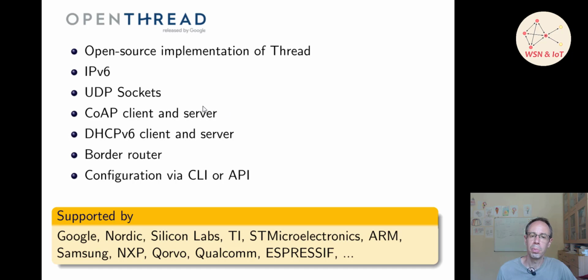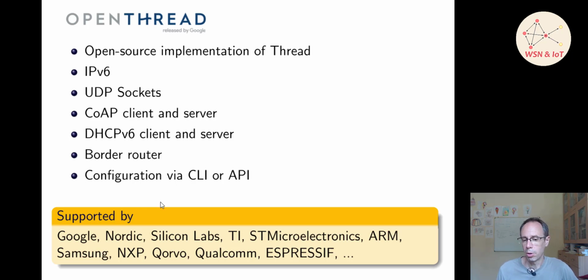It supports IPv6, UDP sockets, CoAP client and server, DHCP client and server, border router, and we can configure it via a command line interface. It's also possible to use an API, but this we will learn later. Today we're only using the quite comfortable command line interface. This is good for a first practical example, quite nice.